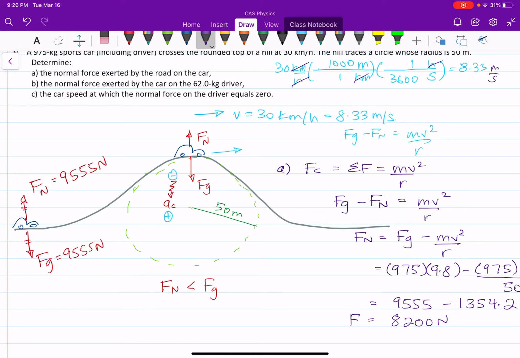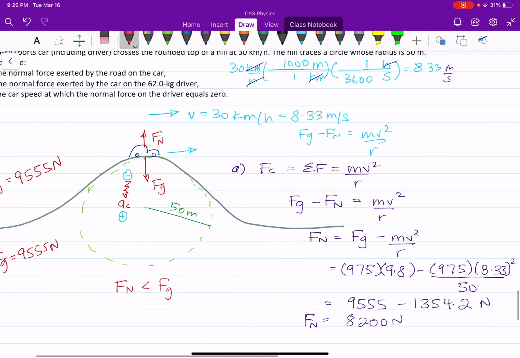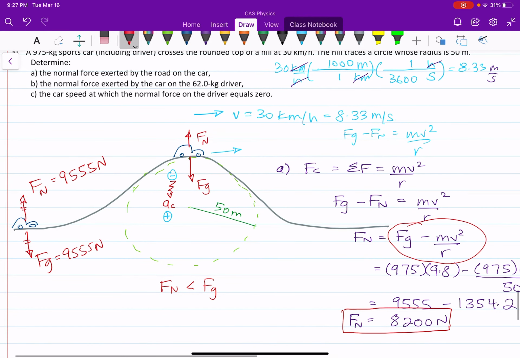appropriately. And the amount the normal force decreases really depends on the speed you're going. As you can see from this term here, the faster you're going, the less your normal force is going to be, right? It's going to get smaller and smaller the faster you're going. So that's one of the things that happens, is your normal force decreases.